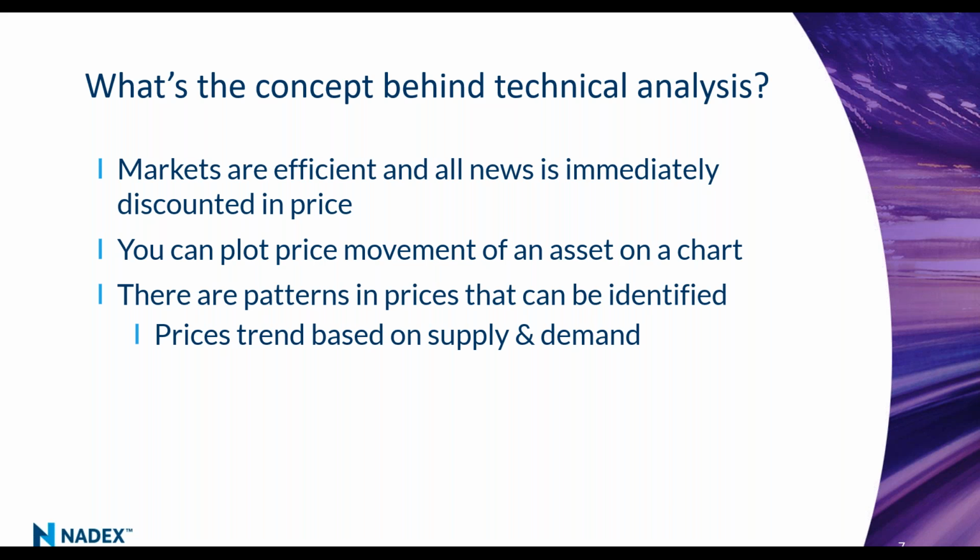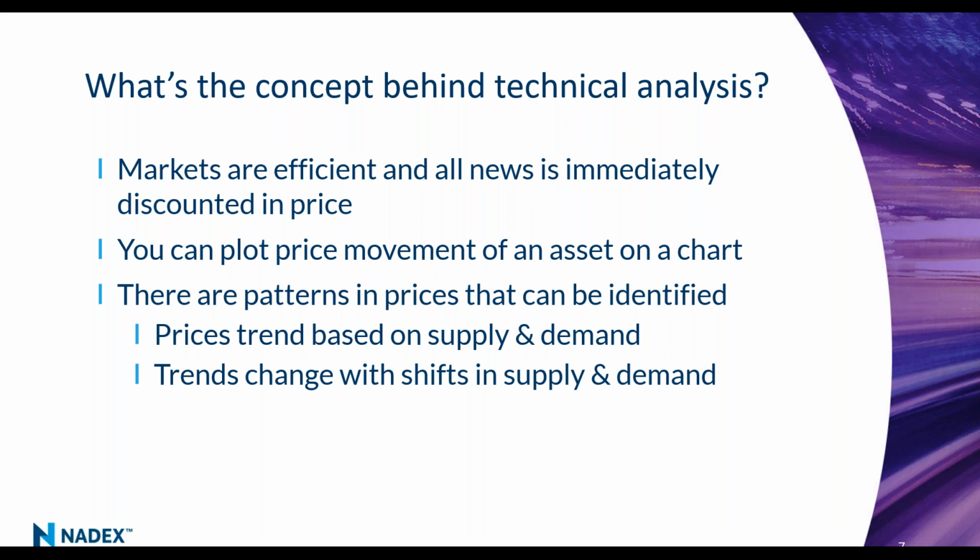And the way that works is, if there are more buyers than sellers, the price of something goes up. And if there are more sellers than buyers, the price goes down. So you would see prices trend on a chart. You would be looking for patterns, and these prices would trend based on supply and demand: more buyers going higher, more sellers going lower.